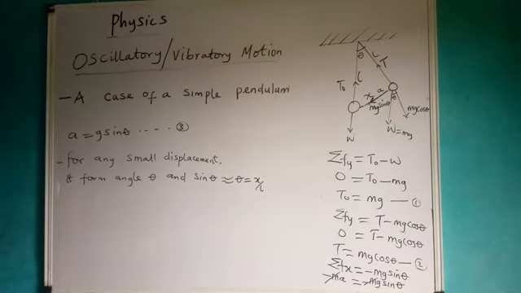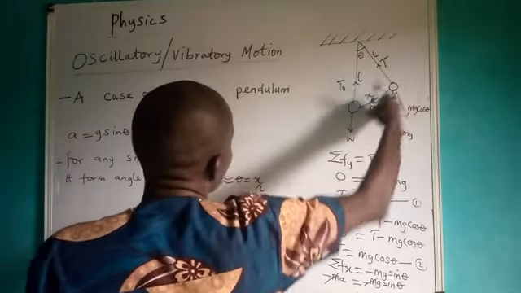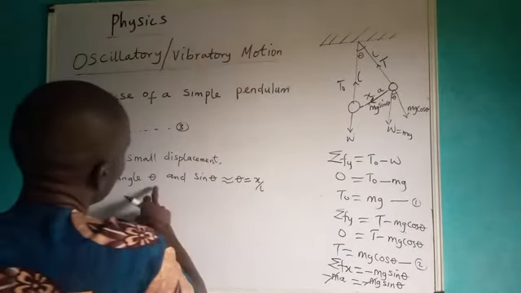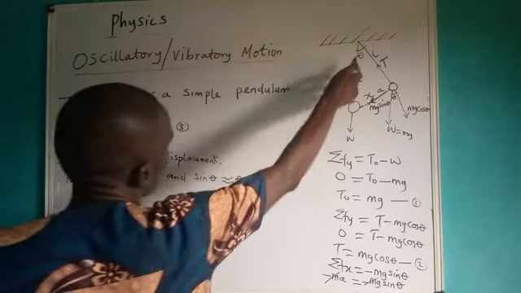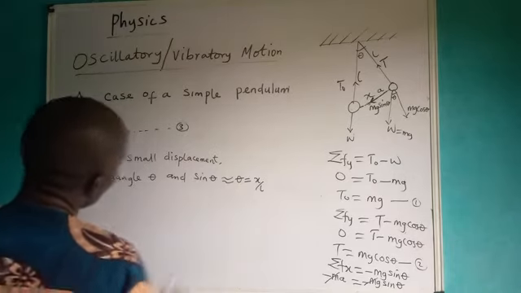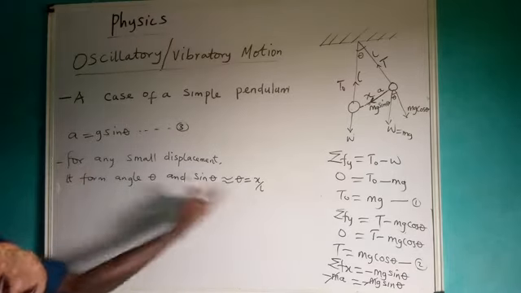Now, for any small displacement, it forms angle theta, and sin theta is approximately theta, which is equal to s over L. Please take note for any small displacement. Remember, I displayed this pendulum just now, and it forms a small angle. It forms angle theta, and sin theta is approximately theta, equal to s over L. Now I can put this here.